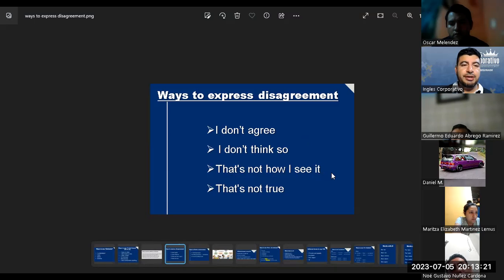And number four, it's more radical. That's not true. Es bien radical. Eso no es verdad. That's not true. Okay? So, I don't agree. I don't think so. That's not how I see it. That's not true.